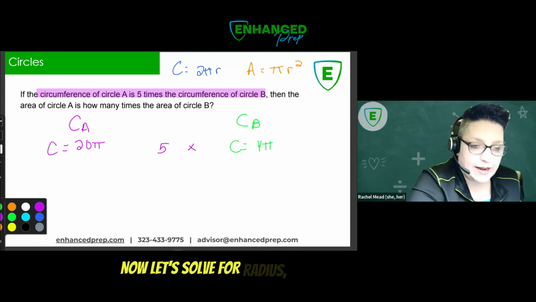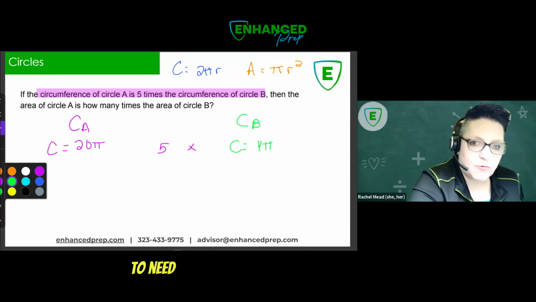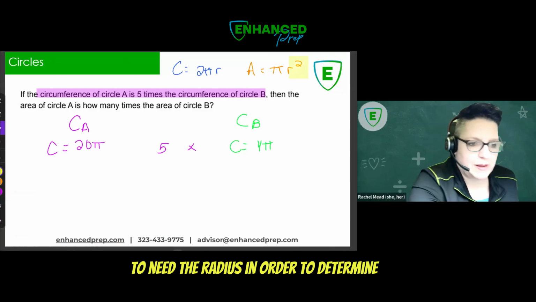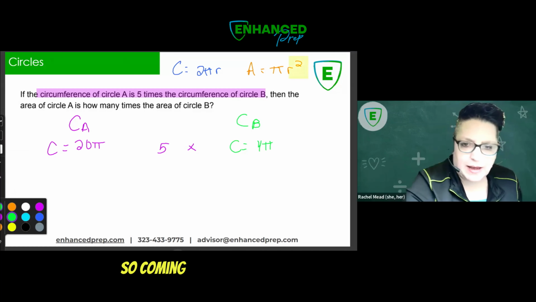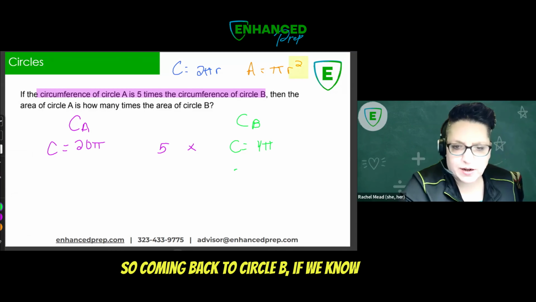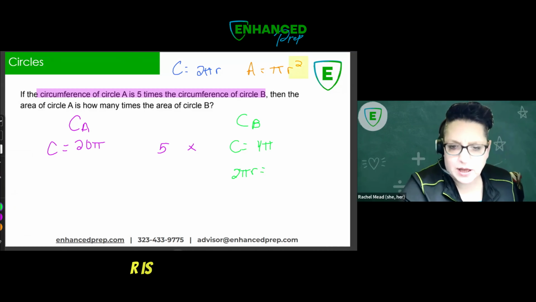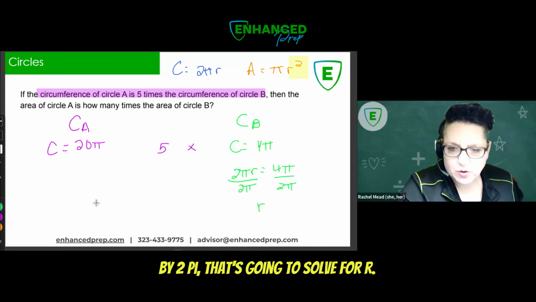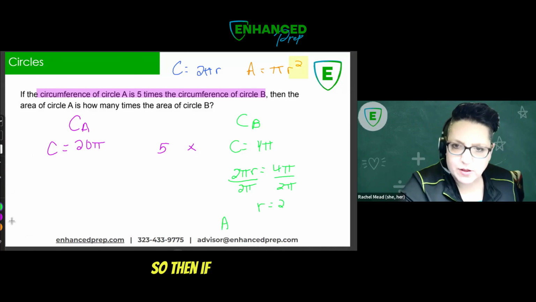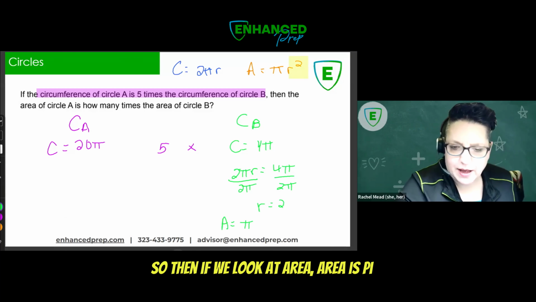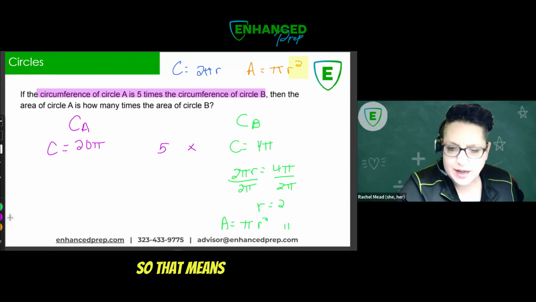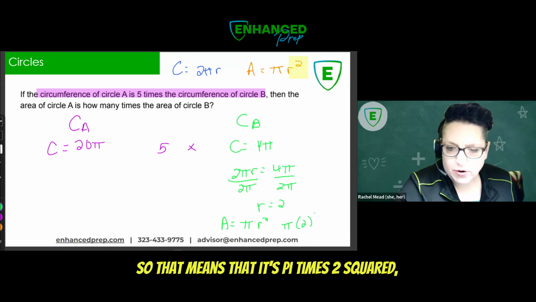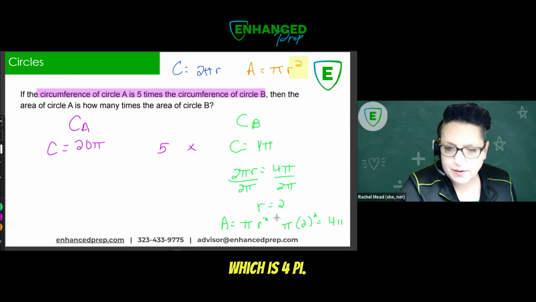Now let's solve for radius because we're going to need the radius in order to determine our area. So coming back to circle B, if we know that 2 pi r is equal to 4 pi, and we divide both of these by 2 pi, that's going to solve for r, so we know r is 2. So then if we look at area, area is pi r squared, so that means that it's pi times 2 squared, which is 4 pi.